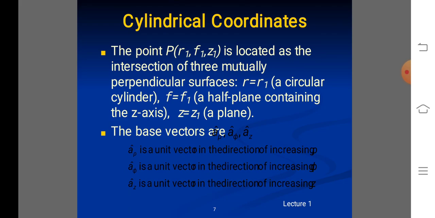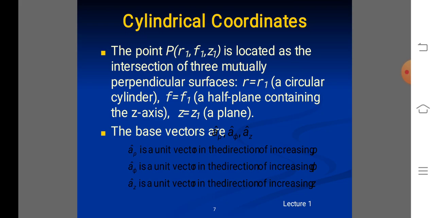In this Cartesian coordinate system, we also have the surface area of the element and the unit vector of the surface, along with a clear explanation of the base vectors. Those vectors are a_x vector, a_y vector, and a_z vector. Next we have to see the cylindrical coordinate system.